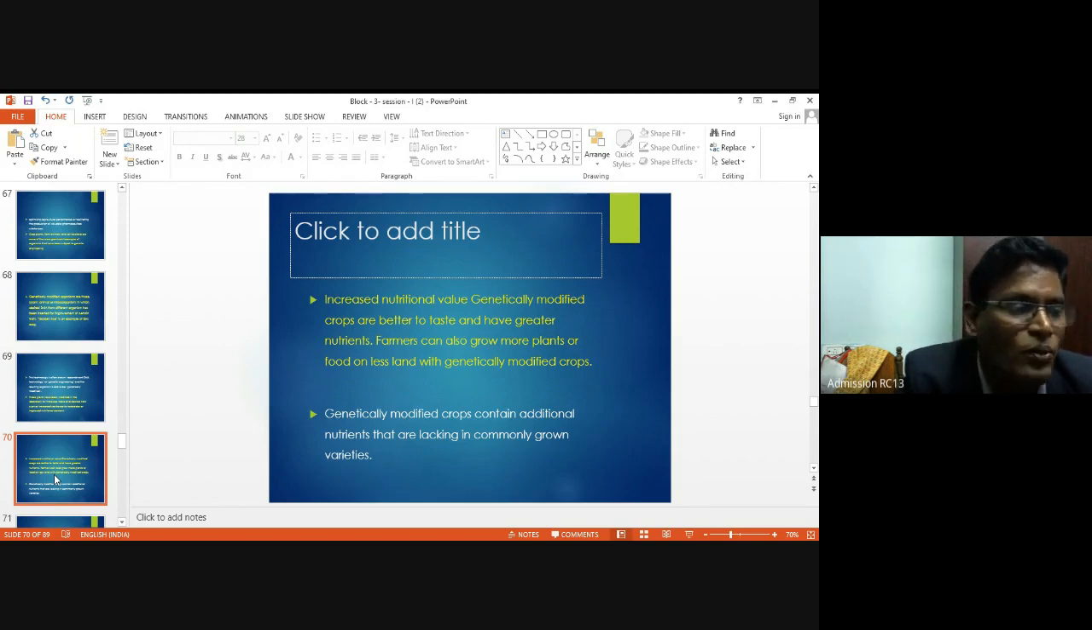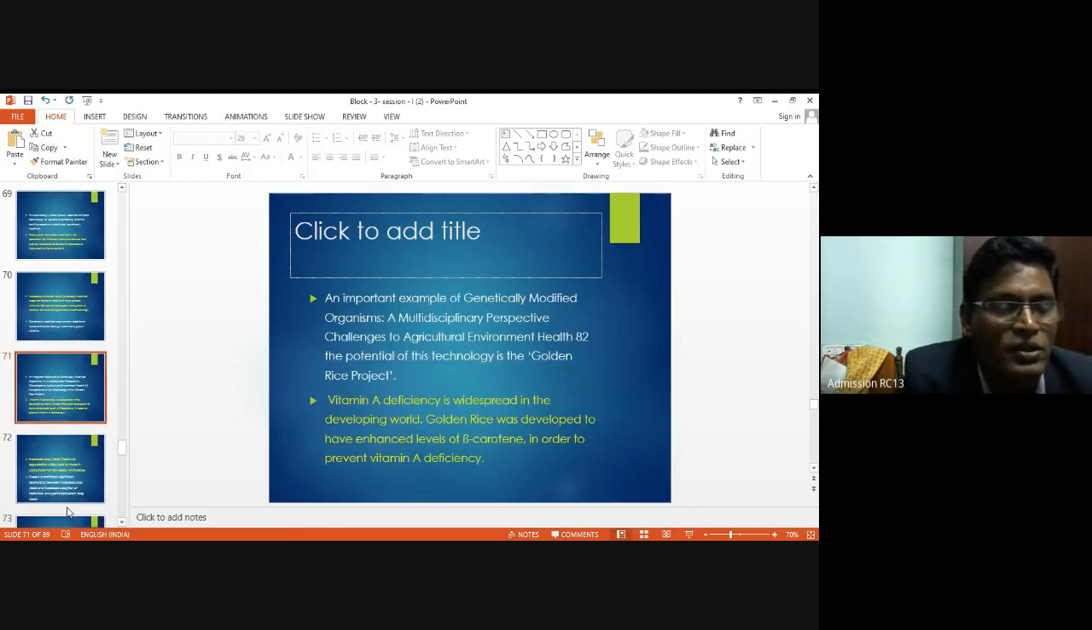Farmers can also grow more plants or food on less land with genetically modified crops. The advantage of genetically modified crops is that, with a limited land resource, the farmer can grow more plants or food on less land. And genetically modified crops contain additional nutrients that are lacking in the commonly grown varieties. The nutrient aspect, what we require, can be achieved through genetic modification.